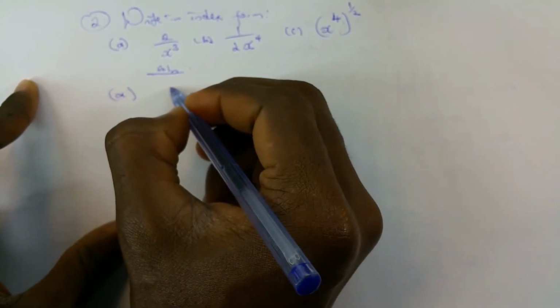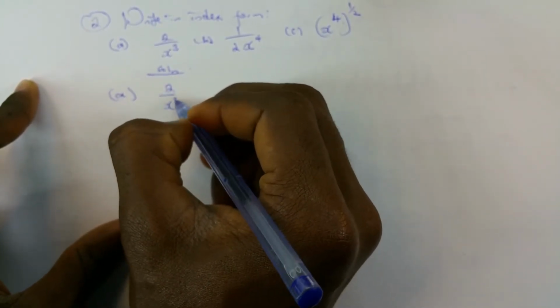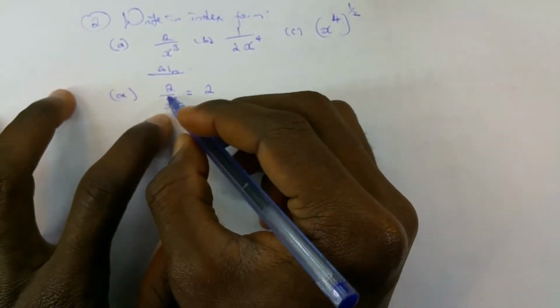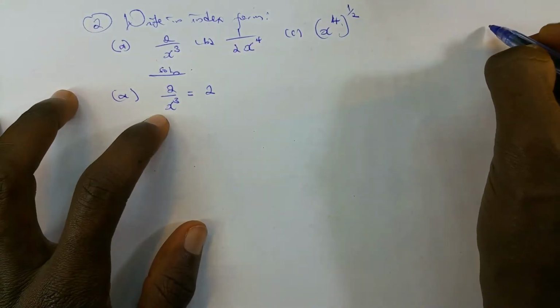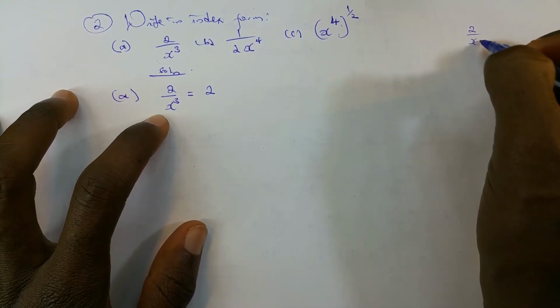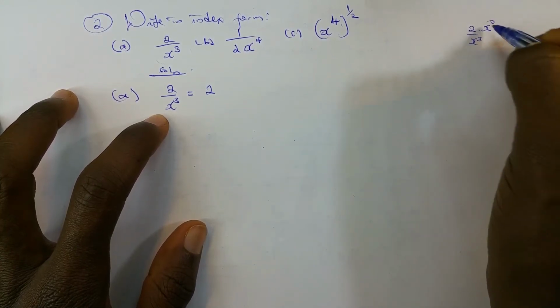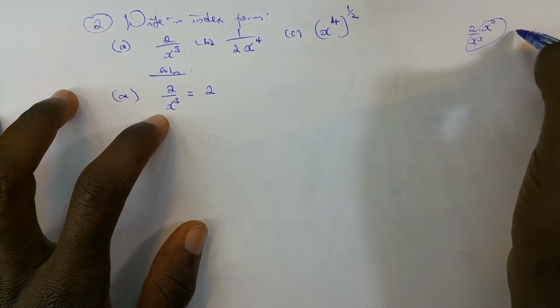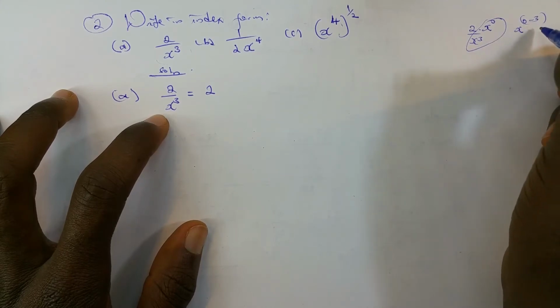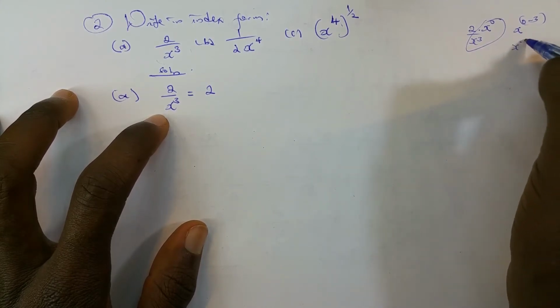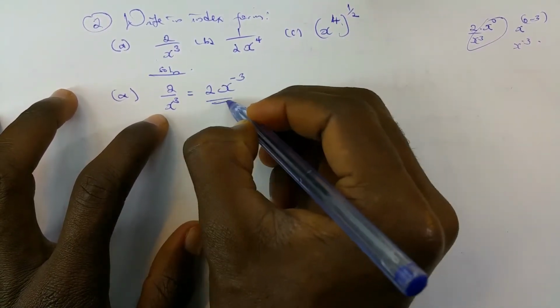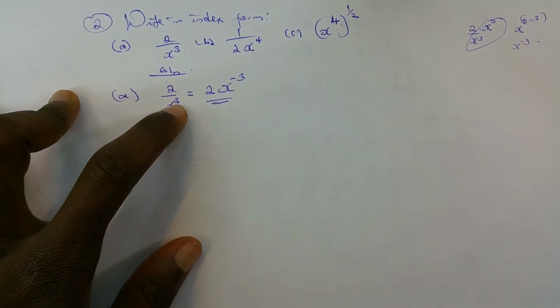A will actually be 2 out of x cubed. Remember, if we take x up, imagine we have 2 out of x cubed. There is a silent x here to a power 0. Applying the rule of the same base, you subtract the powers, so we have x going up, then 0 minus 3 becomes negative 3. So we are going to have x to power negative 3. That is A in index form.